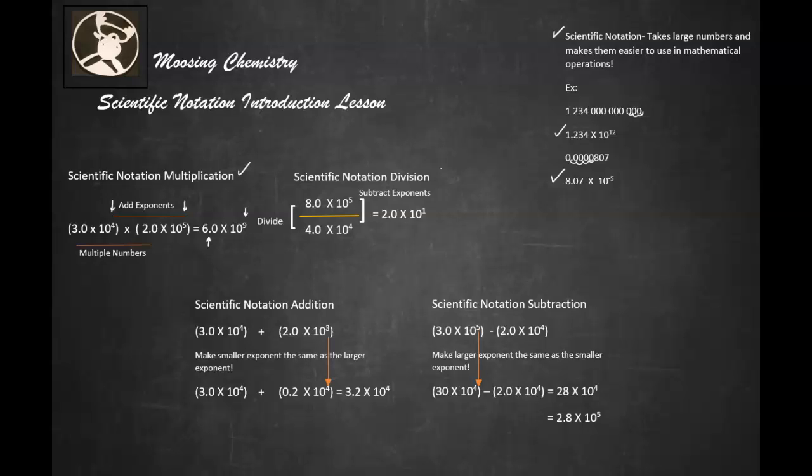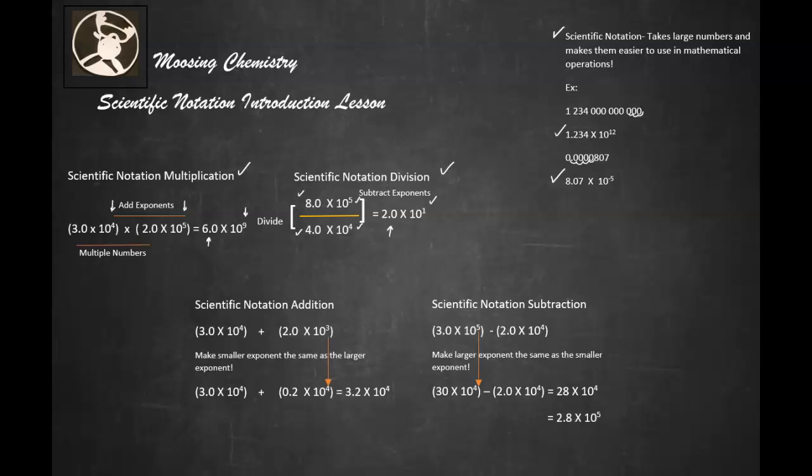In division, however, what you're going to do is divide the 8 by the 4 to get the 2, and then you're going to subtract the 5 from the 4 to get the 1 right there. And so that's pretty easy.